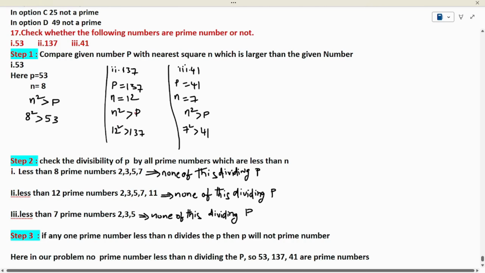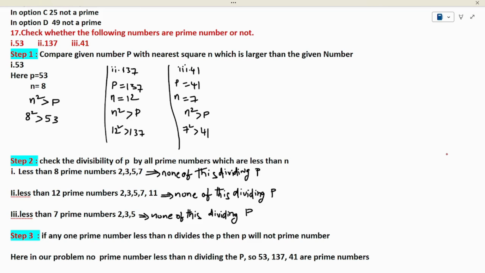Question number 17. Check whether the following numbers are prime numbers or not. To check whether a number is a prime number or not, we need to follow 3 steps. First step: we need to identify a number n whose square is more than the given number P, a perfect square. The second step is we need to check the divisibility of P by all the prime numbers which are less than n. The third step: if any one prime number less than n divides the number P, then P will not be a prime number. So these are the 3 steps to be followed.